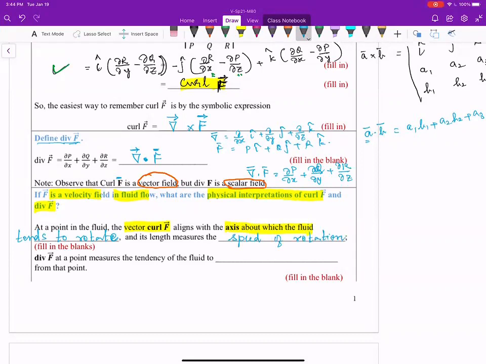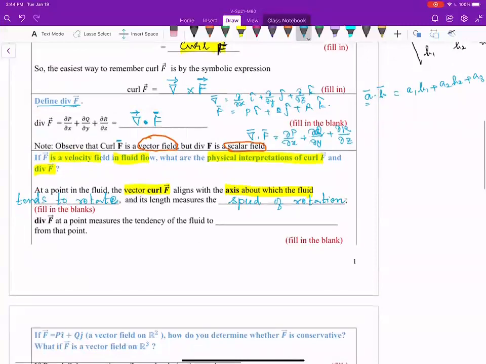Its length measures the speed of rotation. Div F at a point measures the tendency of the fluid to flow away or to diverge from the point.